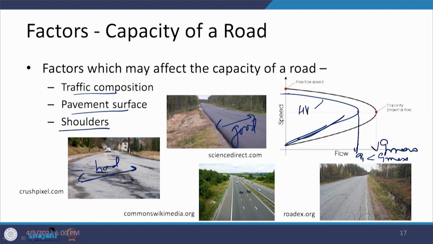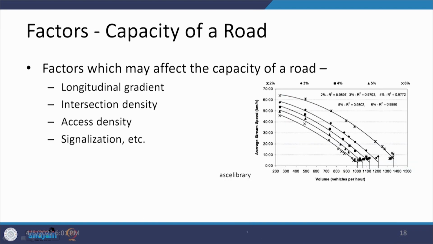Another case can be the shoulder. You can see that there is no shoulder being provided here. In this case, the shoulder is there, but it is not properly maintained; it is a kacha shoulder, not a paved shoulder. And here what you find is a good paved shoulder. These also make a difference in terms of the speeds with which the vehicles move, and the other things associated with traffic speed.